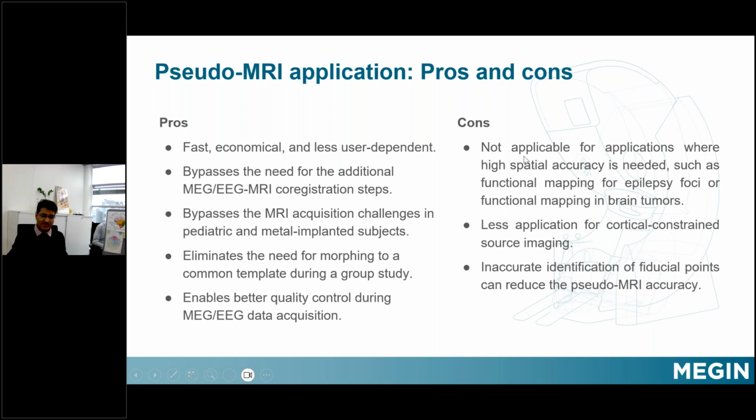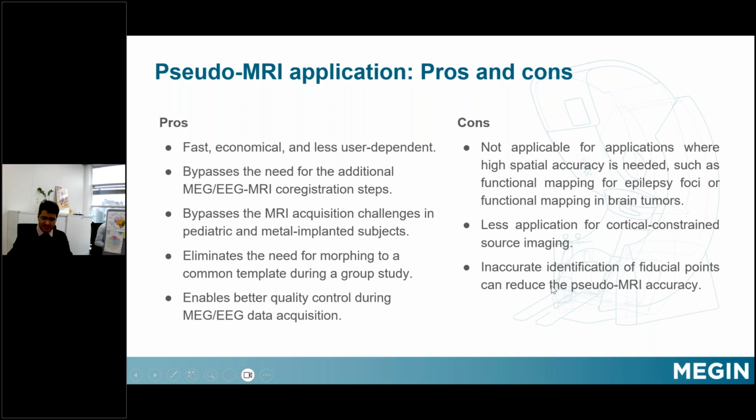There are some certain limitations. So this is not applicable for applications where high spatial accuracy is required. For example, localizing the epilepsy focus, or epileptic source, or it is also not applicable for tumor mapping, where you have to precisely define the boundary of the tumor.